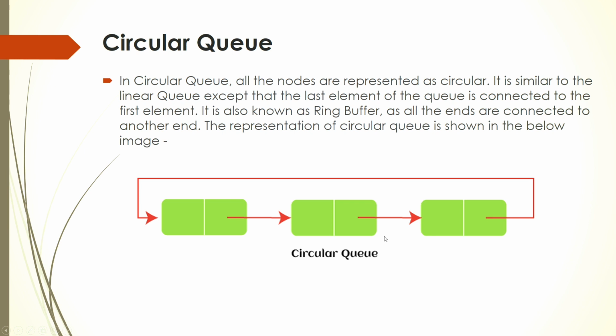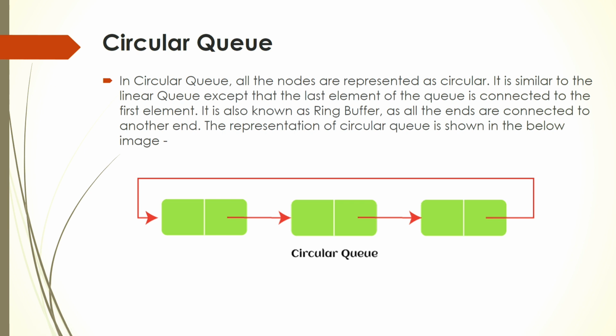So why is it called the ring buffer? Because all the ends are connected to another end, right? You can see this is connected to one end and that is connected to another end, right? So the representation of the circular queue is shown in this image.